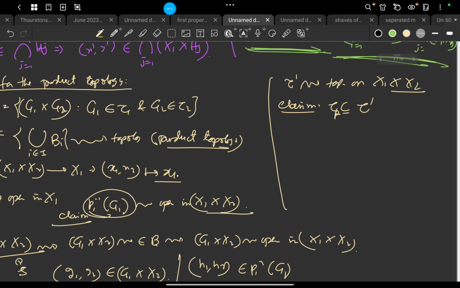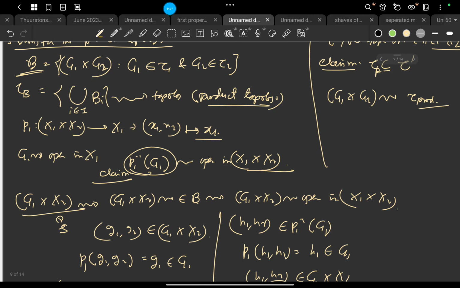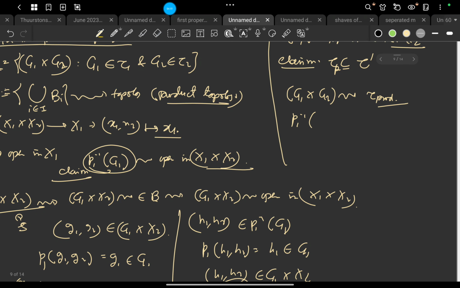What are the basic open sets of this product topology? These are basically of the form G1 cross G2. If we can show that each basic open set is open in tau prime, then we are done, right? So let us consider a basic open set in tau product, the topology that you have defined here. We have already seen what P1 inverse of G1 is.